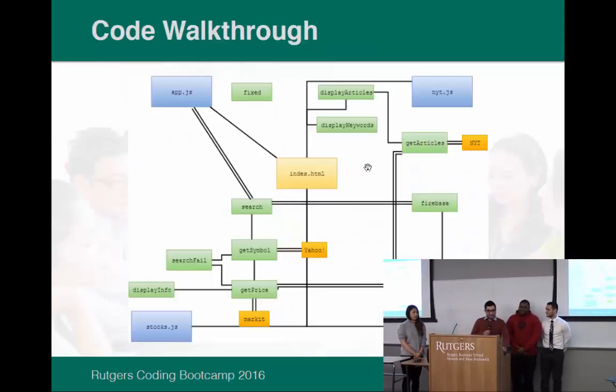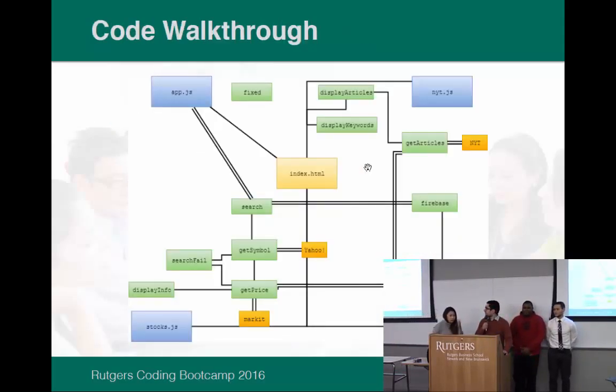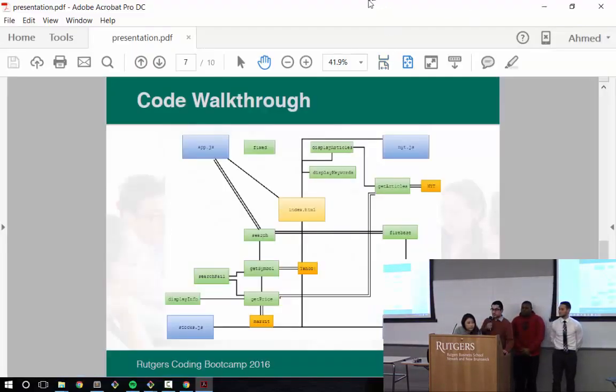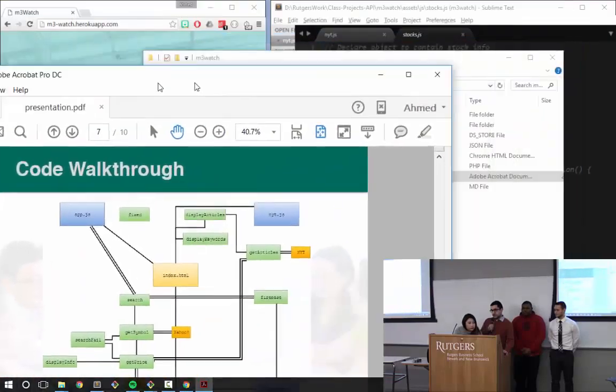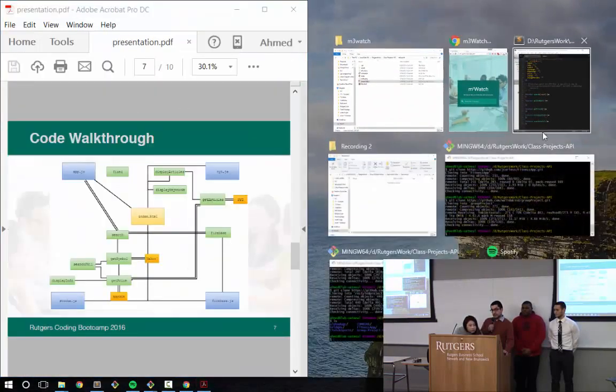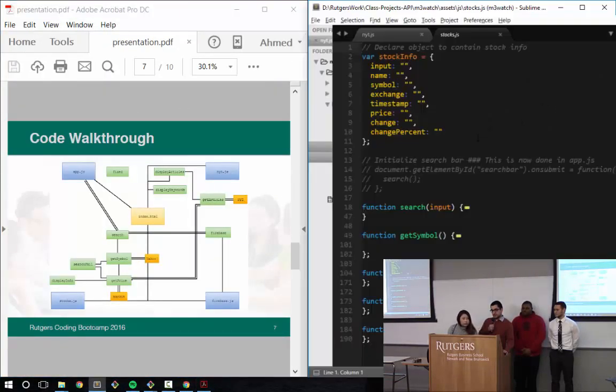Thank you, Nate. All right, so what I have here for you all is a little flow chart of what's going on. In blue, I have the different JavaScript files. In green, we have all the different functions that we've used for the application. And in orange, those little small boxes, I have the different APIs that we're pulling from. So essentially, I'm going to focus on strictly two of our JavaScript files, the stocks file and the New York Times file, because that's where we're pulling our main APIs from and getting our information.